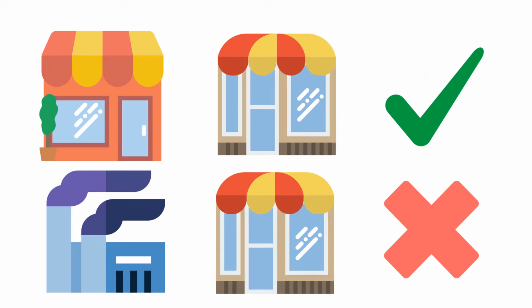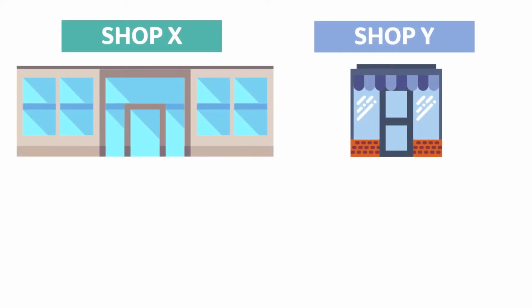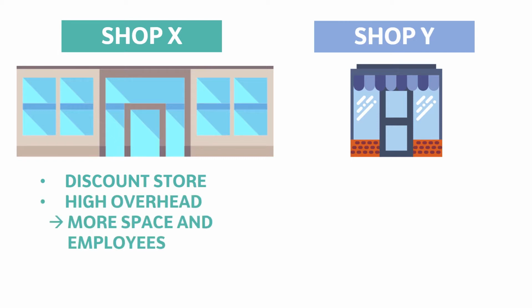Let's take a look at Shops X and Y. Shop X is a discount store that sells products at prices lower than other retail outlets. Shop X has a high overhead because it needs to have more shop space and more employees to sell more products. Due to its high expenditure, Shop X has a low profit margin.